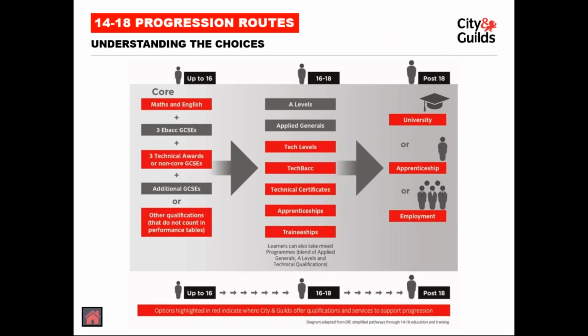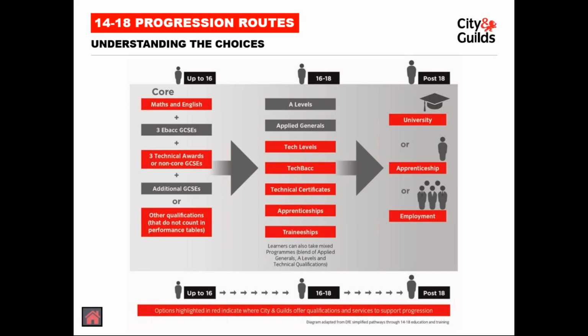So looking at progression routes now, this is another visual really to explain the possible progression routes for learners and what City and Guilds have available within this arena. All of the fields marked in red indicate the qualifications and services that City and Guilds have to support progression routes. We have functional skills and adult numeracy and literacy in maths and English.